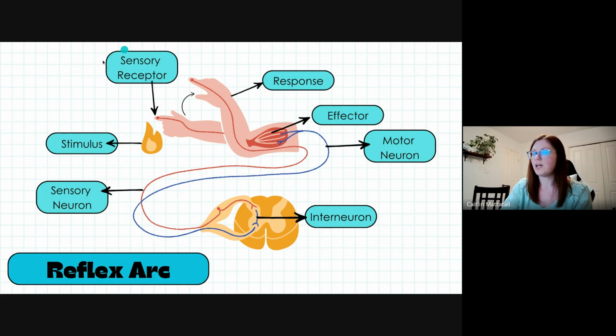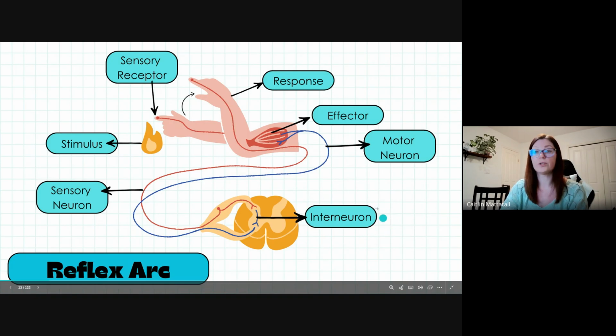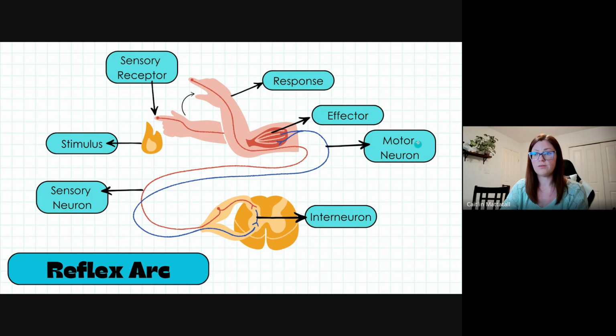So on this diagram, or I think you guys have a list that you're filling out, stimulus is number 1. So 1, 2 for your sensory receptor, 3 for your sensory neuron, 4 for your interneuron, 5 for the motor neuron, 6 for the effector, and then 7 for the response.